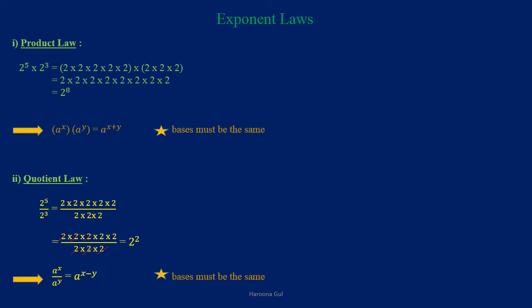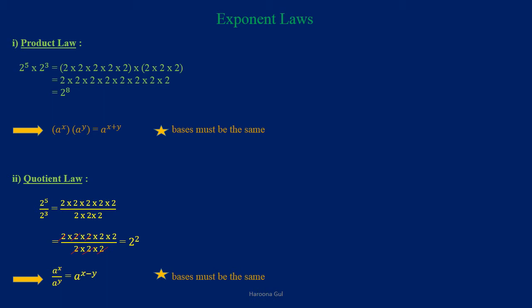Let us now have a look at the different laws of exponents. We have three main exponent laws, namely the product law, the quotient law, and the power of a power law. Now, the product law says that a power x into a power y is equal to a raised to the power x plus y. This can be explained by the example 2 raised to the power 5 into 2 raised to the power 3. We simply have to keep the same base and add the exponents, and we'll get the answer equal to 2 raised to the power 8.